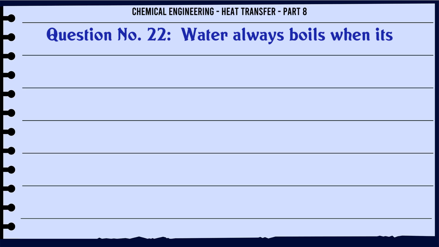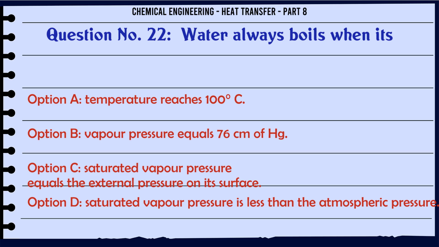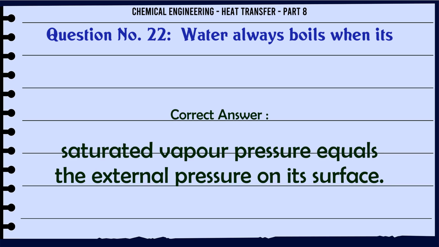Water always boils when its A. Temperature reaches 100 C, B. Vapor pressure equals 76 centimeters of Hg, C. Saturated vapor pressure equals the external pressure on its surface, D. Saturated vapor pressure is less than the atmospheric pressure. The correct answer is saturated vapor pressure equals the external pressure on its surface.